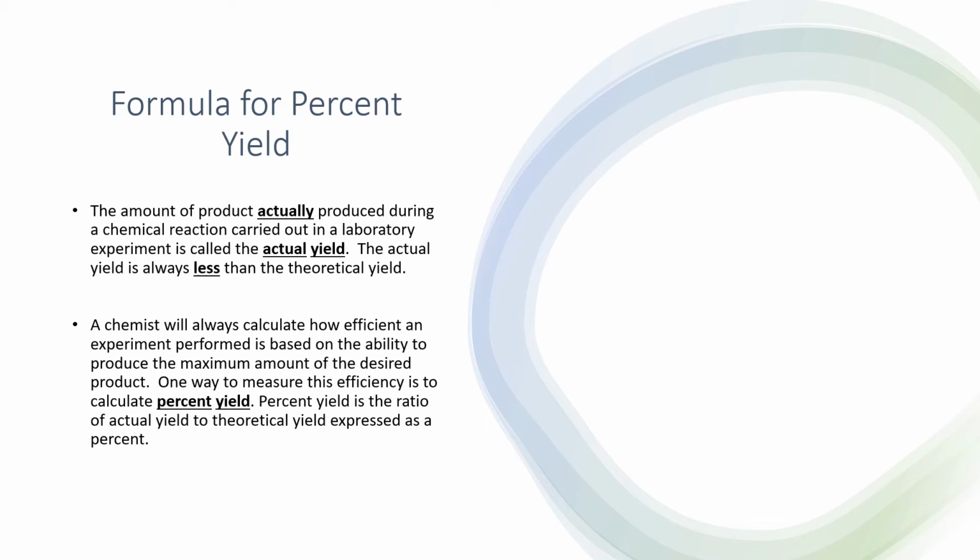All right, and then it says a chemist will always calculate how efficient an experiment performed is based on the ability to produce the maximum amount of desired product. So again, this is where we're going to calculate that percent yield. Now, obviously, the closer the percent is to 100, the more efficient your experiment is. Again, in our high school setting here, I'm not expecting you to get anywhere close to 100%. Okay, so let's take a look at the equation.